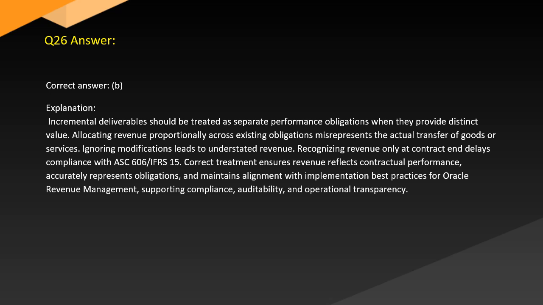Answer. Correct answer: B. Explanation. Incremental deliverables should be treated as separate performance obligations when they provide distinct value. Allocating revenue proportionally across existing obligations misrepresents the actual transfer of goods or services. Ignoring modifications leads to understated revenue. Recognizing revenue only at contract end delays compliance with ASC 606 IFRS 15. Correct treatment ensures revenue reflects contractual performance, accurately represents obligations, and maintains alignment with implementation best practices in Oracle Revenue Management, supporting compliance, auditability, and operational transparency.